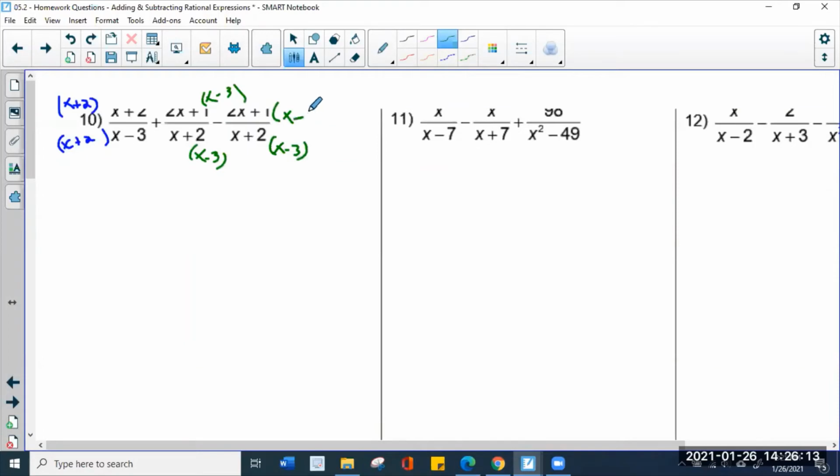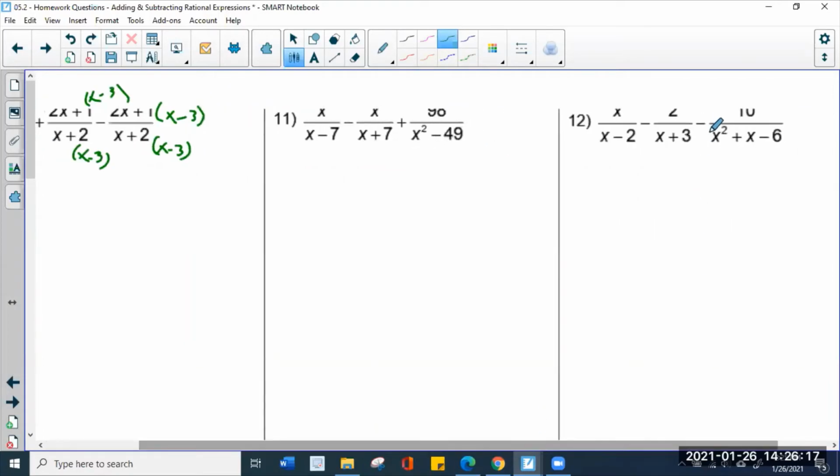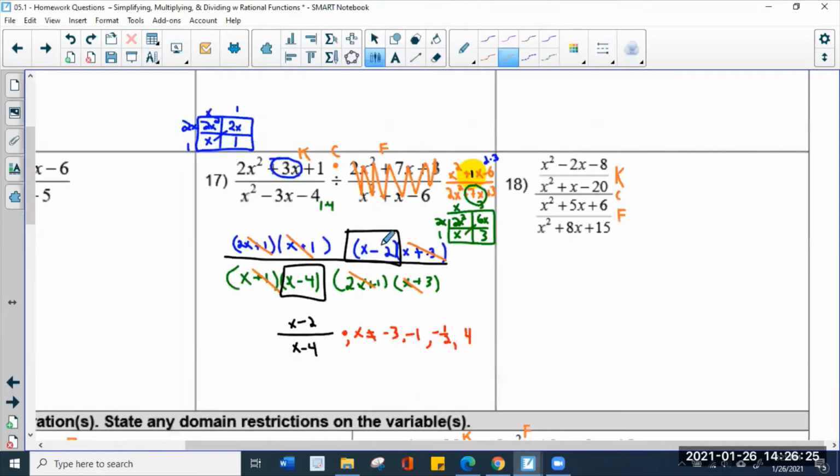Same thing here, but you have to factor. And then same thing here, but you have to factor. And then we get to one that combines all the operations. So let's make sure we understand the process of multiplying. Multiply and divide is factor, cancel, don't worry about denominators. The thing that you cross out is the greatest common factor, by the way.